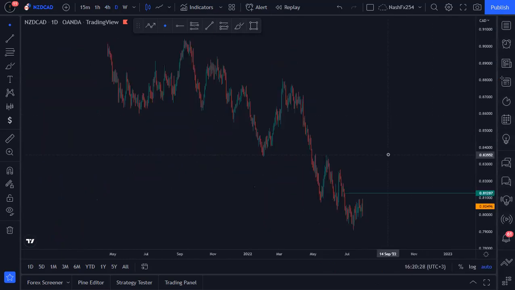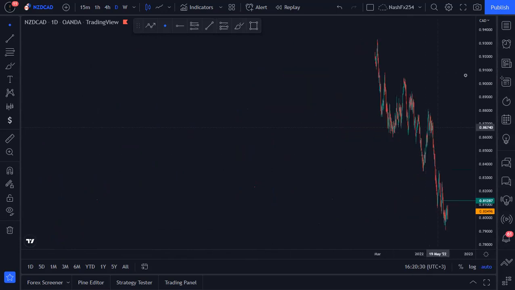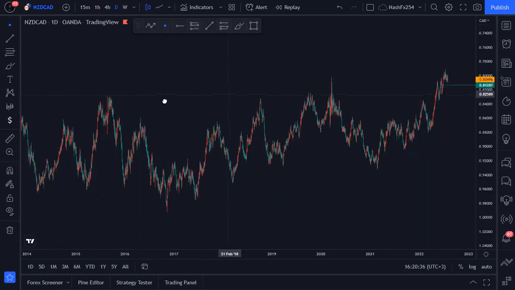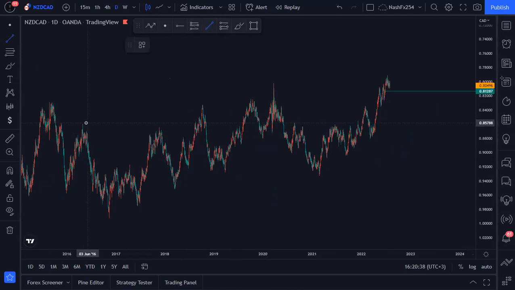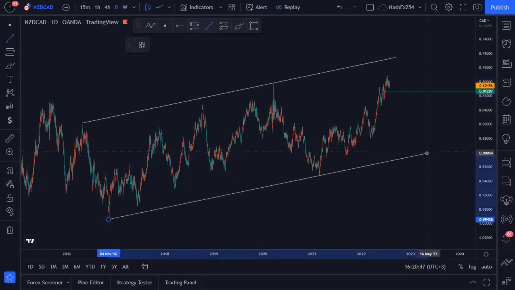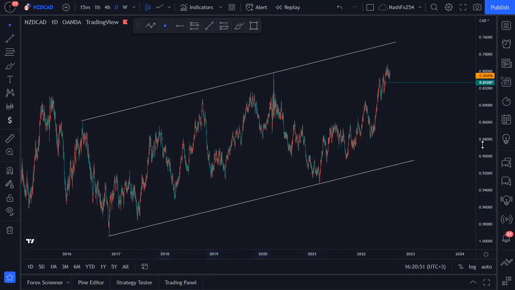Kiwi Cad also is shaping up quite nicely, guys. As you can see, for this one we also had a pattern. Let me just invert the scale. We had our pattern over here, which is so nice and clear. As you can see, this is a daily chart pattern.